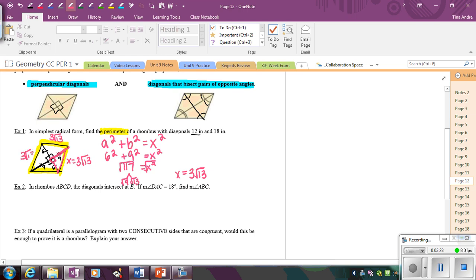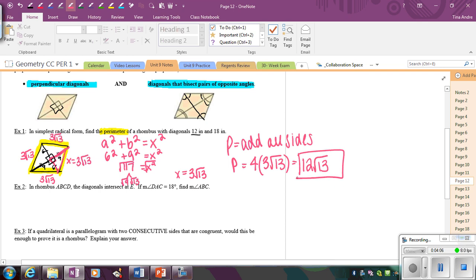So if I'm trying to find the perimeter, that means I'm going to add all of these together. The perimeter means add all sides. Or you could say 4 times 3 root 13. Remember, when you're dealing with radicals, you can only combine these if they're like radicals. So I could do 3 plus 3 plus 3 plus 3, and that's how many roots I have. Or I could just do 4 times 3, which is 12. So I have 12 roots of 13. So that would be my perimeter. And remember, if you're ever unsure, type in the decimal for this. Make sure it matches, just to double check.